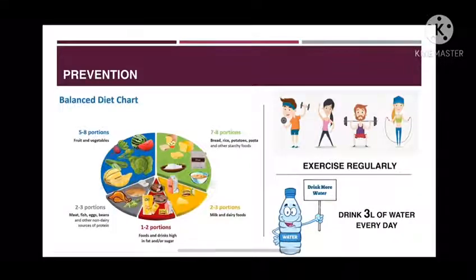Prevention is better than cure. Diabetes can be prevented by having a balanced diet, exercising regularly, and drinking 3 liters of water per day.